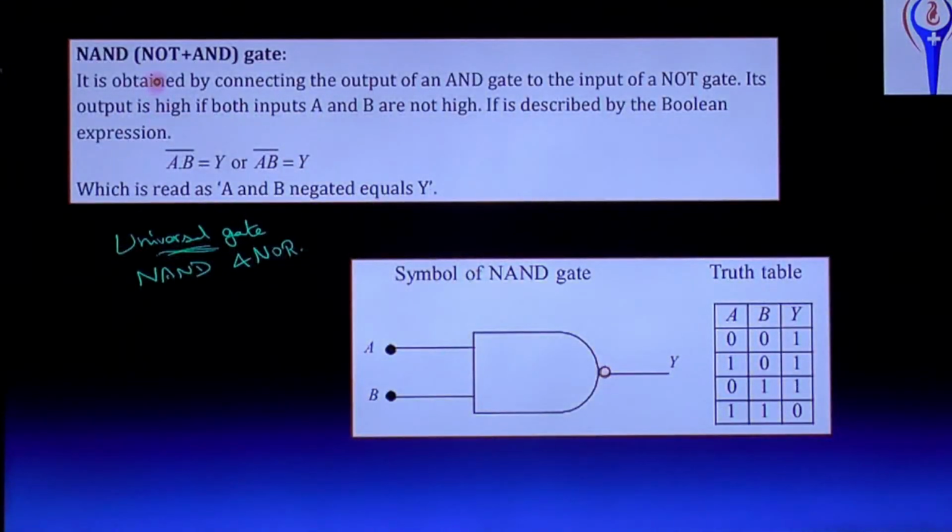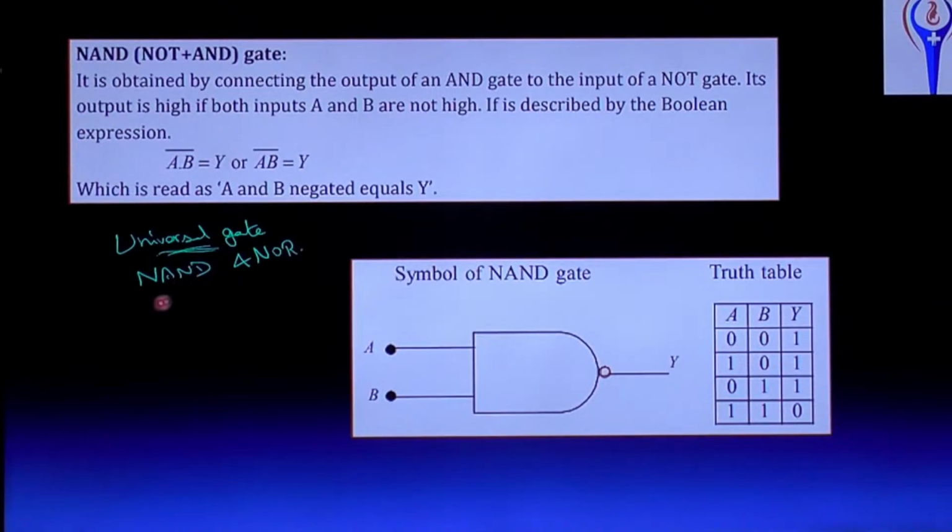And this is the NAND gate. NAND gate is nothing but NOT with AND gate. A and with B whole complement equal to Y. And the symbol of the NAND gate is this one. This is the truth table. Its output is high when any one of the inputs is low or both inputs are low. And if both the inputs are high, the output will be low. That is for the NAND gate.